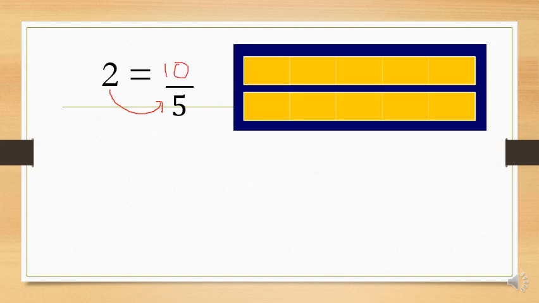So let's have a look. Our shape has been split into 5 equal parts. We've got 2 wholes, and we've got 10 parts. Then if we look at this one, we want to see what 3 wholes would be in fifths.